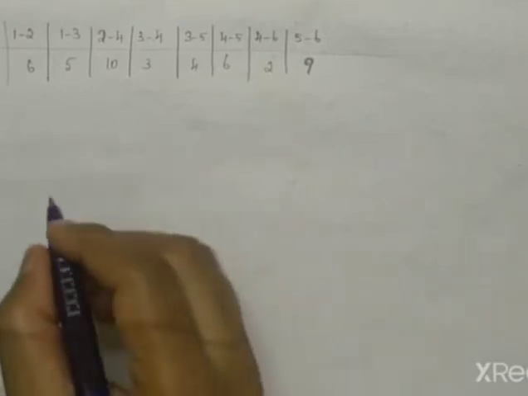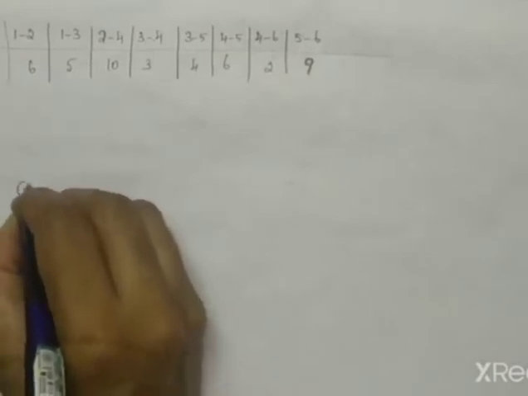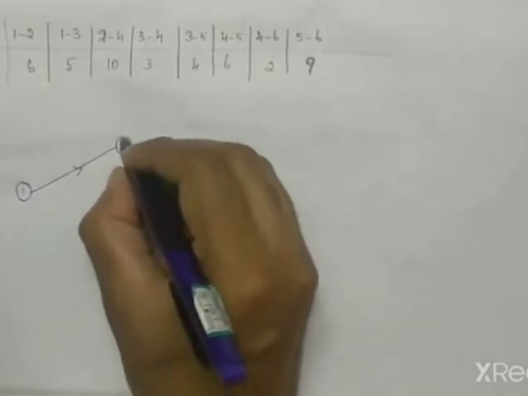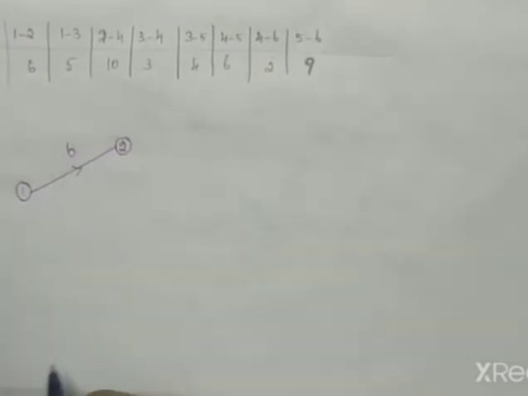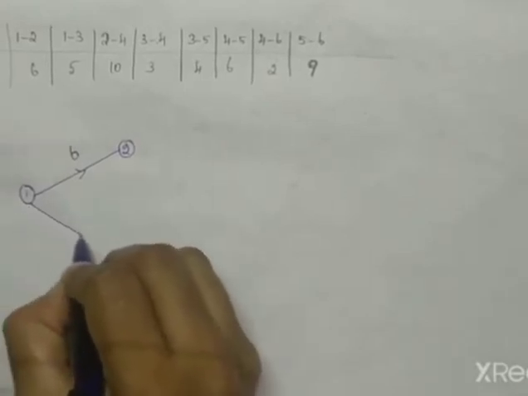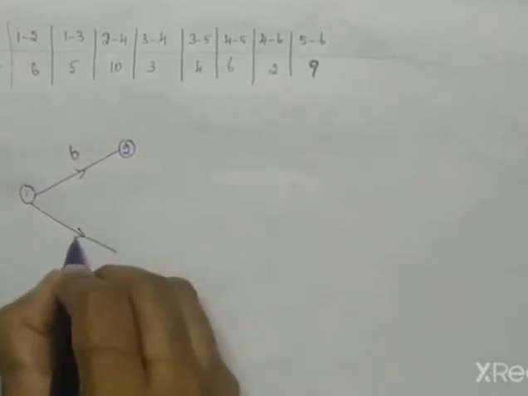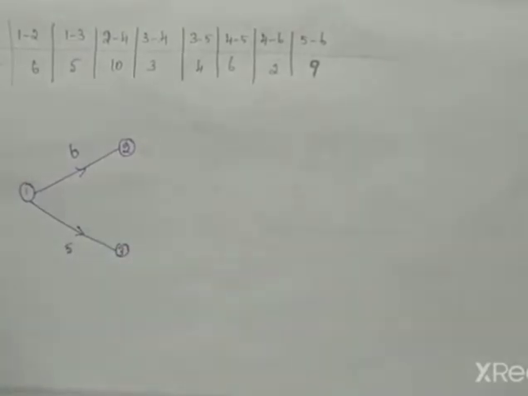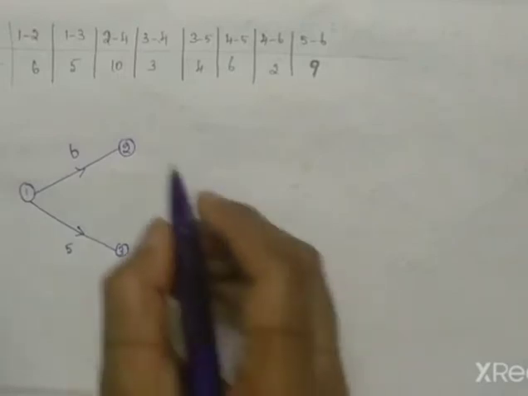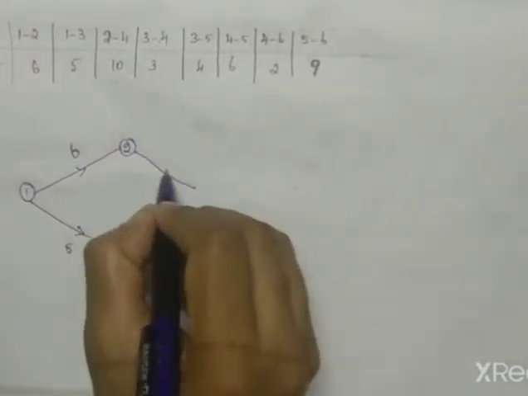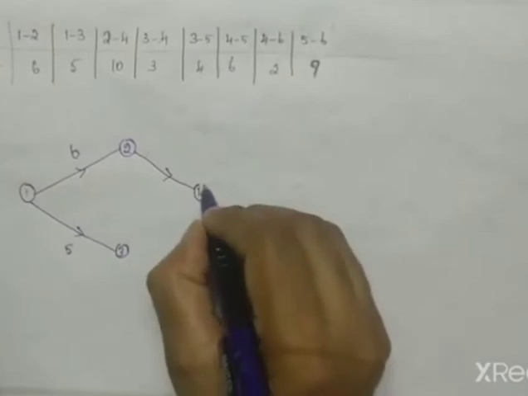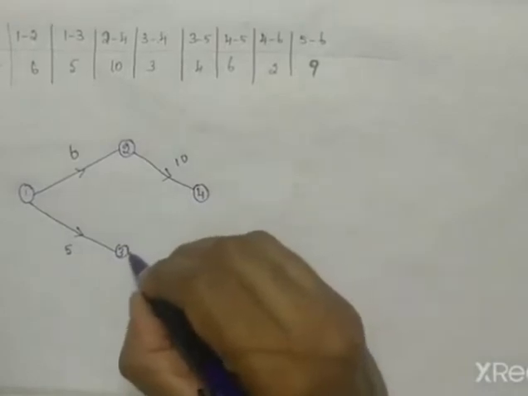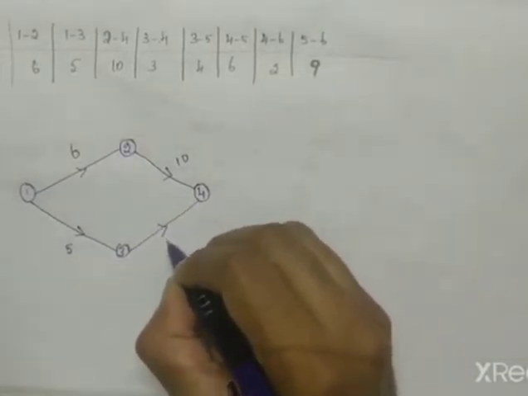The first activity is 1 to 2, and the duration is 6. The next will be 1 to 3, the duration is 5. The next will be 2 to 4, we have to draw like this, and the duration is 10. The next is 3 to 4, the duration is 3.